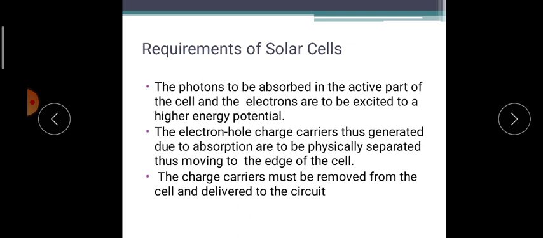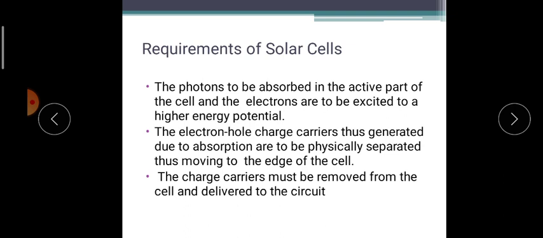And these operations can be done by using a semiconductor in which electron hole pairs are created by incident solar radiation, a region having a drift field for charge separation, and a charge that is collected by front and back electrodes.